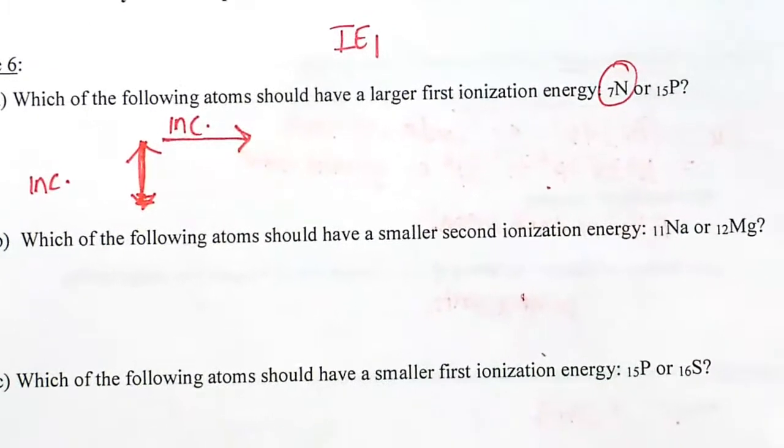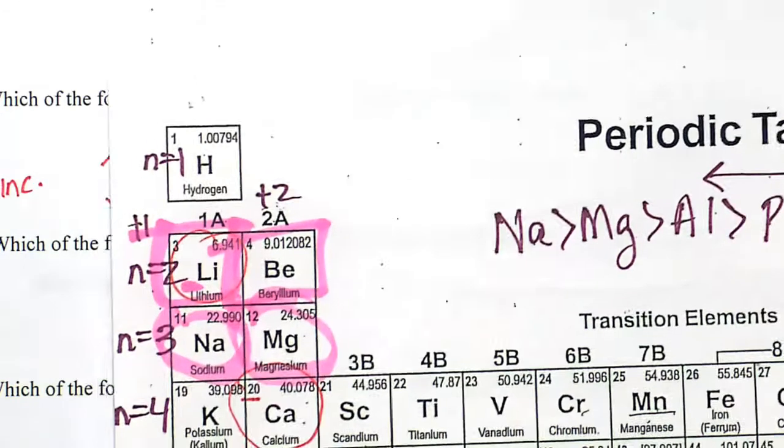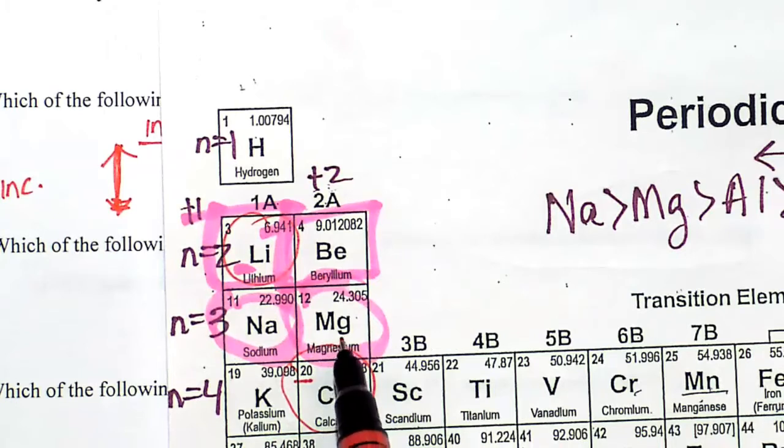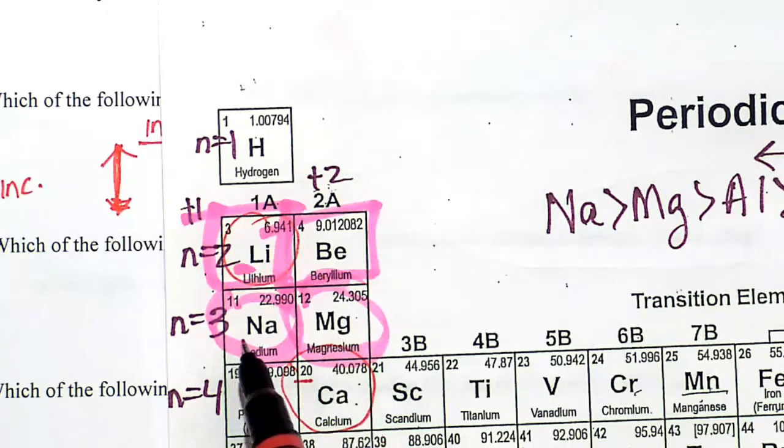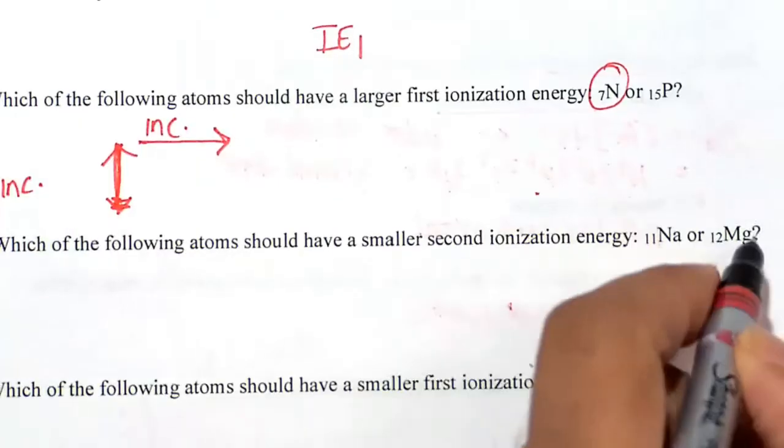Smaller second ionization energy, sodium or magnesium. It's going to be magnesium, right? Because if magnesium loses 1 electron, it's going to take a lot of energy. Losing 2 electrons, it becomes noble. So it takes less energy to remove that second electron.